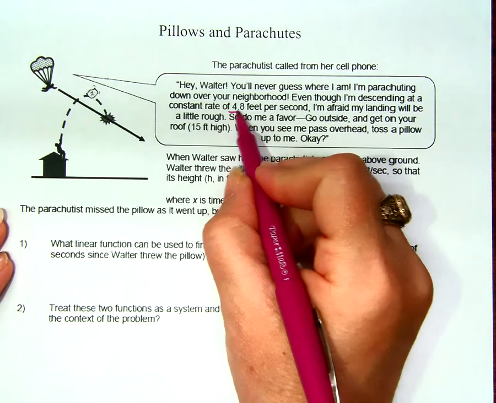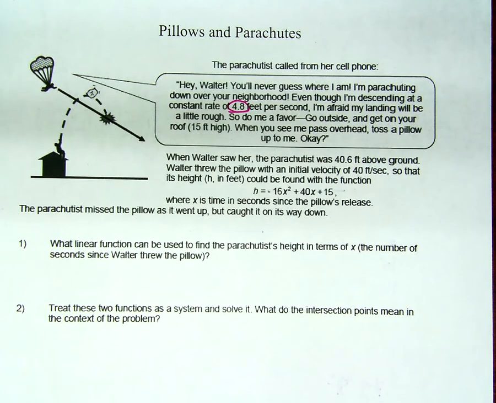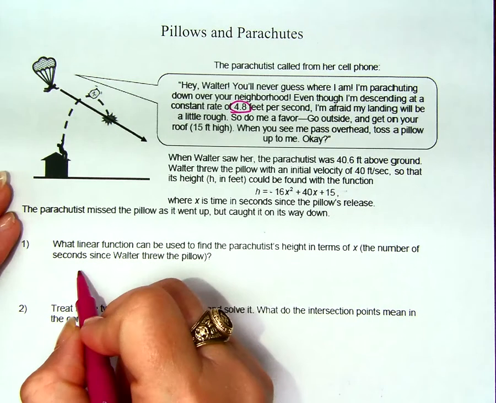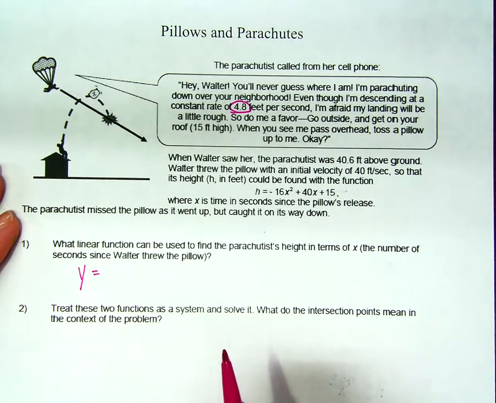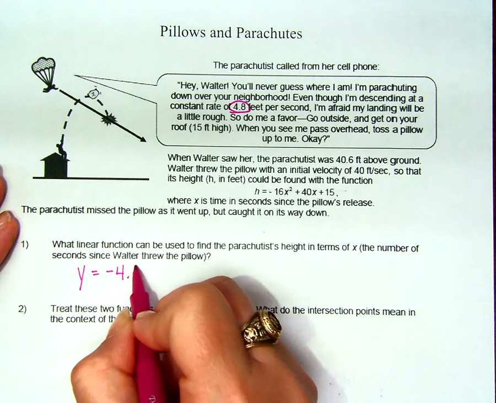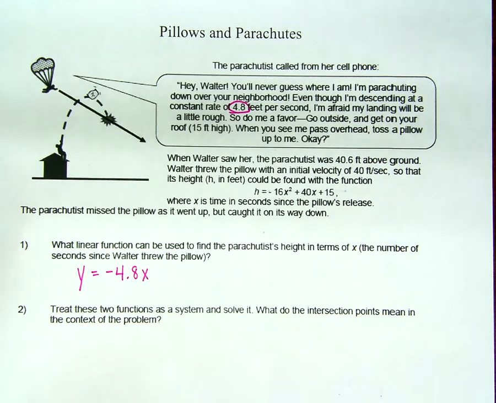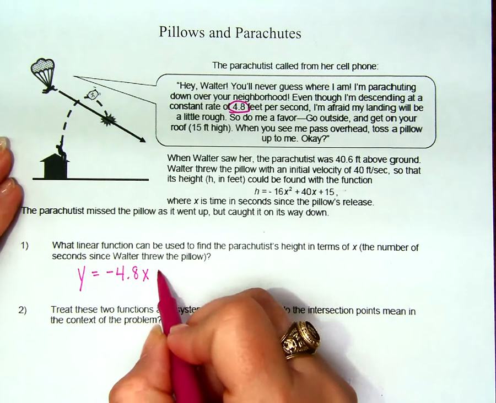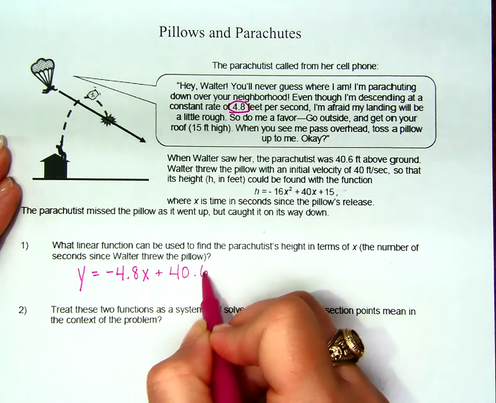You know this, right? There's a constant rate. So what is that? That's her slope. So y equals... she's decreasing in height, so it is negative 4.8 feet per second. So negative 4.8x. And then what? Yep. Y.